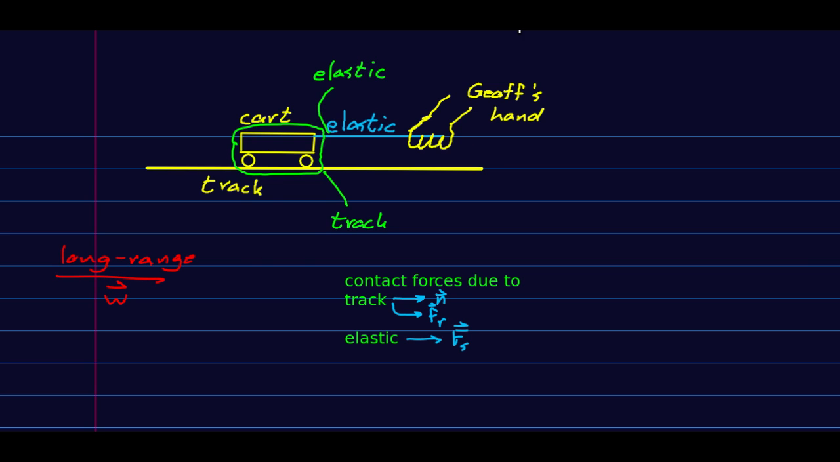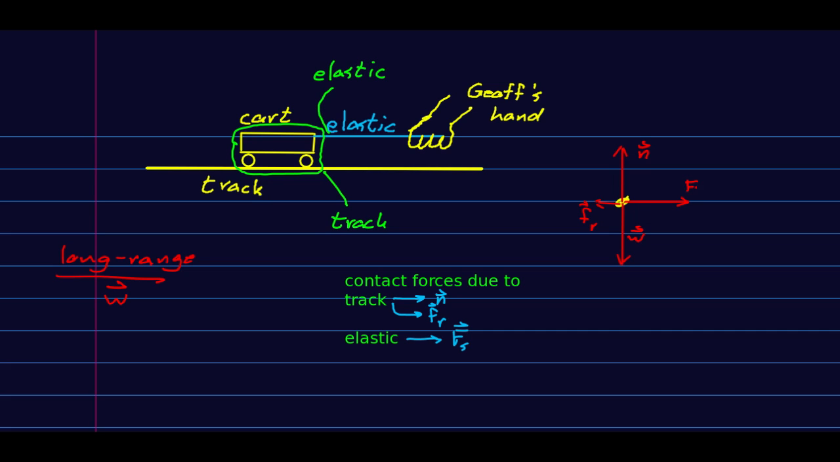And so those are all the forces on the cart. And so without going into much detail, because we'll do this next lecture, the weight would act down, the normal force would act up, the spring force acts in the direction that the elastic points, and the rolling friction opposes the motion, and it should be pretty small. So I'm going to draw it very small here. Rolling frictions are usually small.